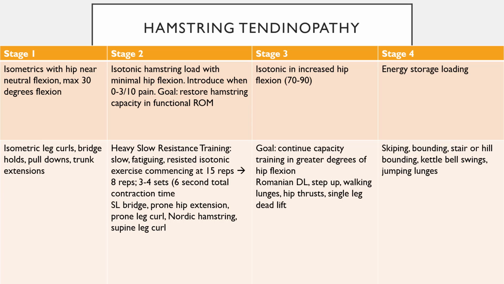Stage 2 introduces hamstring exercises, but in a lesser degree of hip flexion, which is then progressed in Stage 3. Stage 4 is reserved for those returning to a higher level of recreation or sport. We will practice some of these exercises in lab.